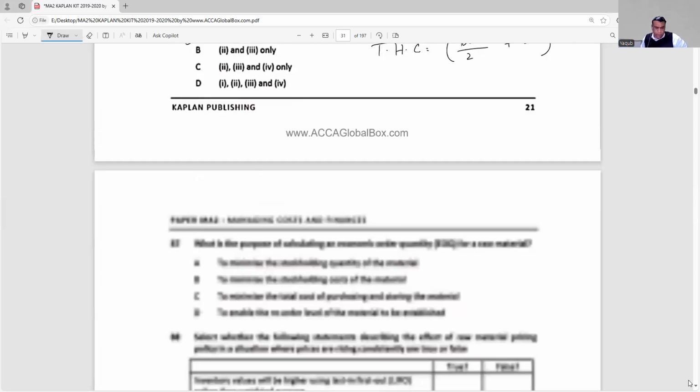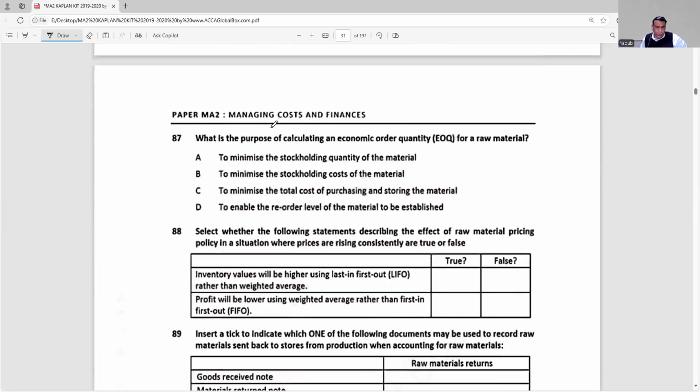Then we have, what is the purpose of calculating EOQ? To minimize the stock holding cost of the material. Basically, EOQ is the one which minimizes the total holding and ordering cost, but they will be equal. So to minimize the total stock holding cost of material, no. To minimize the total cost of purchasing and storing the material.